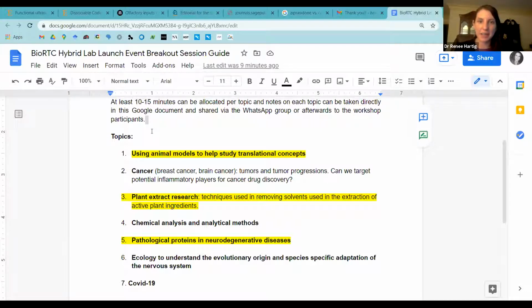So is there anybody who would like to raise their hand and try to draw the link about what we can do with BioRTC in terms of addressing neurodegenerative diseases, or potential collaborations with those other researchers conducting this line of research?